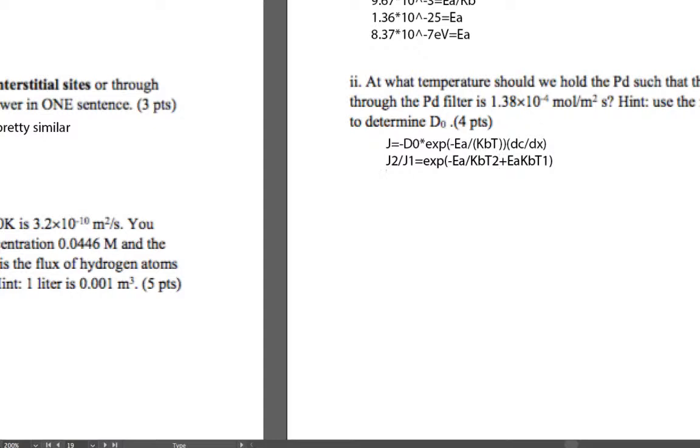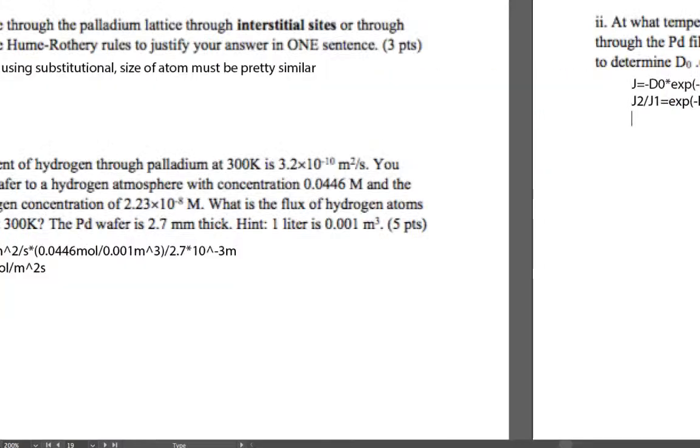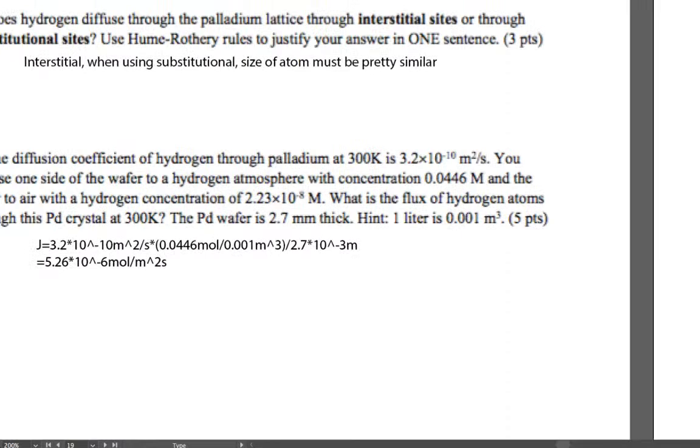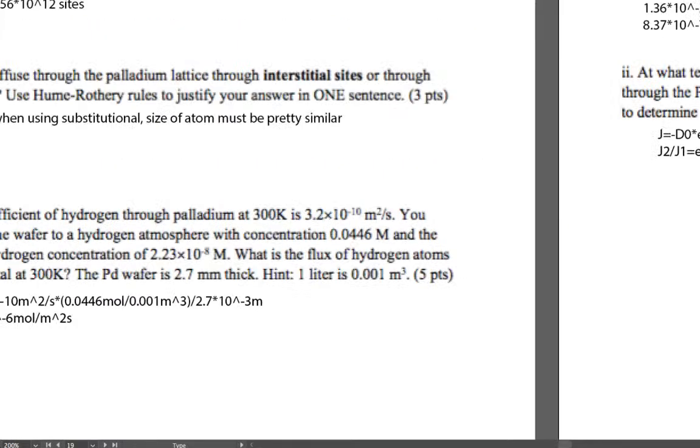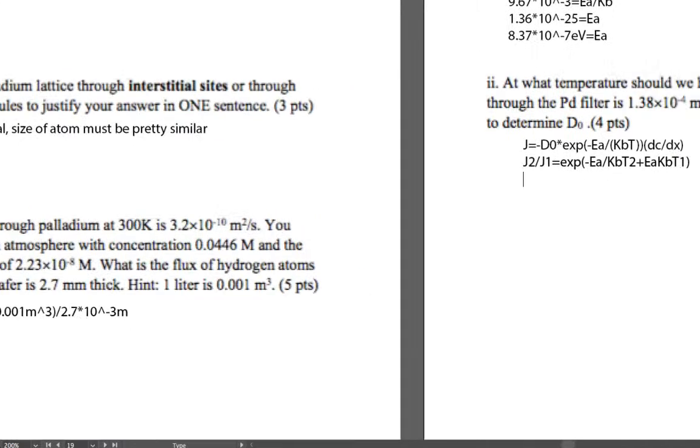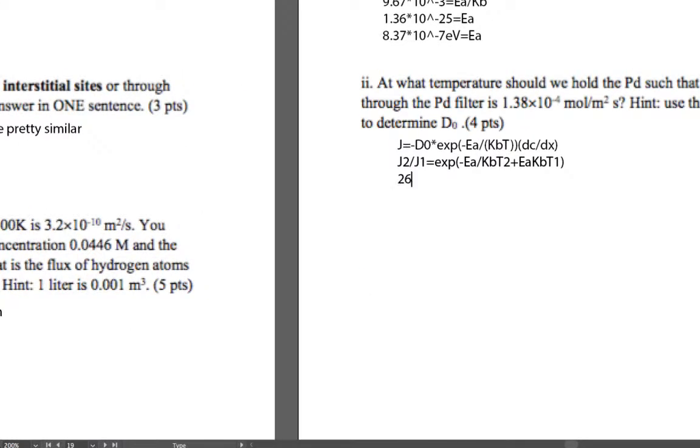And so what's J2 divided by J1? That's 1.38 times 10 to the power of negative 4 moles per meter squared second. And then after that, we are going to be dividing it by 5.26 times 10 to the power of negative 6. That would give me the answer of 26.24.